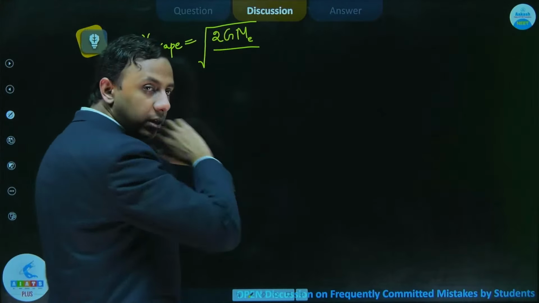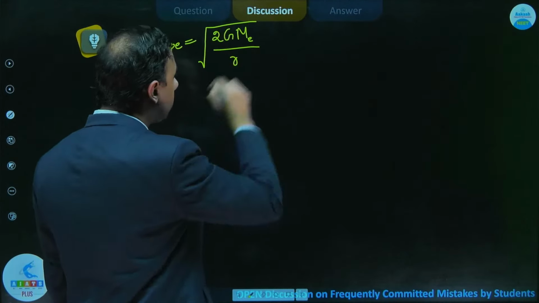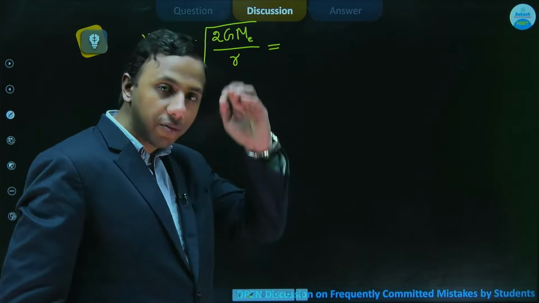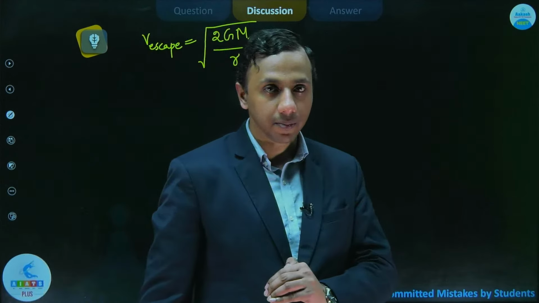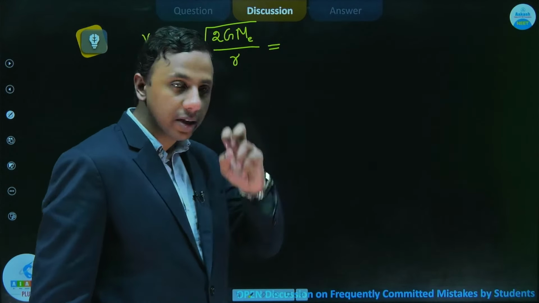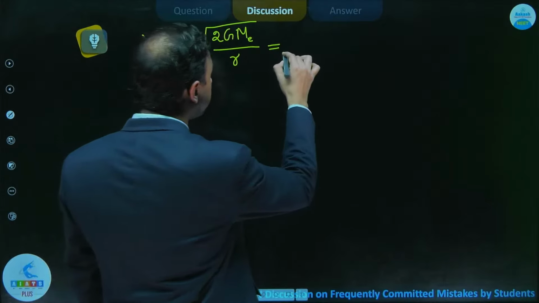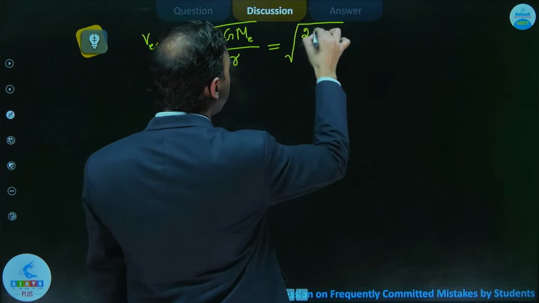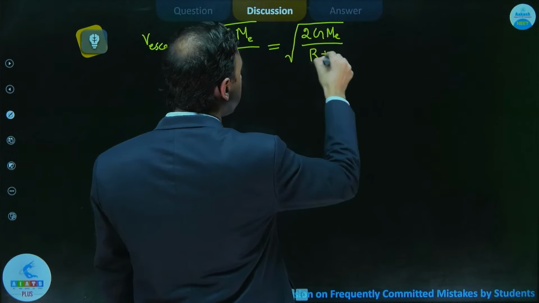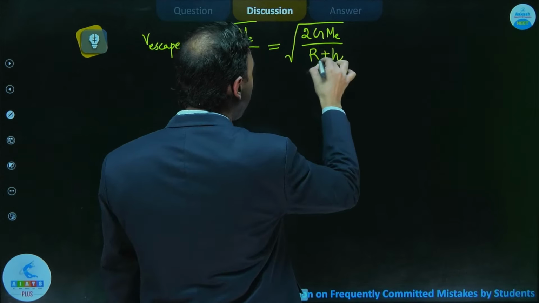तो ये क्या हम लिखेंगे? स्मॉल r rather, हाँ, स्मॉल r. Small r is the distance of that point from the center of Earth, ठीक है? लेकिन when I am saying radius of Earth is capital R, height is small h, तब ये क्या बन जाएगा? 2GM by R plus h. ठीक है, where R is what?